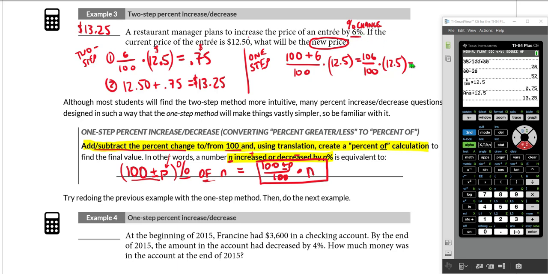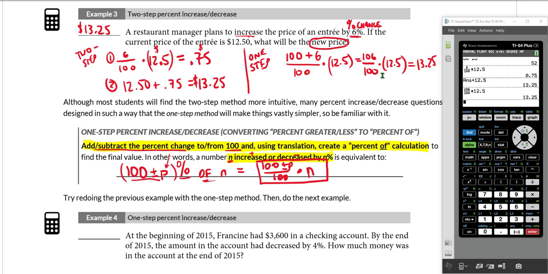And indeed, if we go into the calculator, we will do 106 over 100 times 12.5, and we should get 13.25, which is exactly what we got before. So that is how the one-step method would work here. We are simply recognizing that increasing something by 6% would be the same as taking 106% of that number we are increasing. Let's start trying a few other examples with the one-step method.